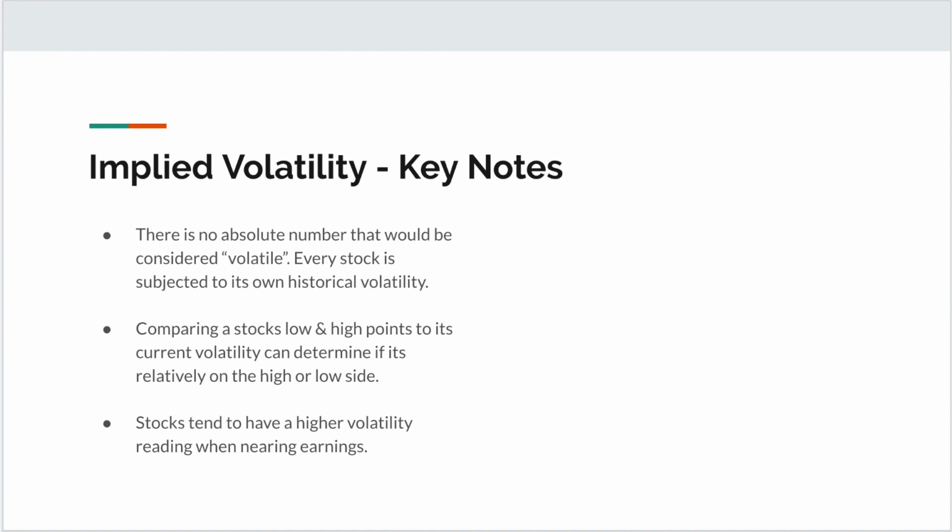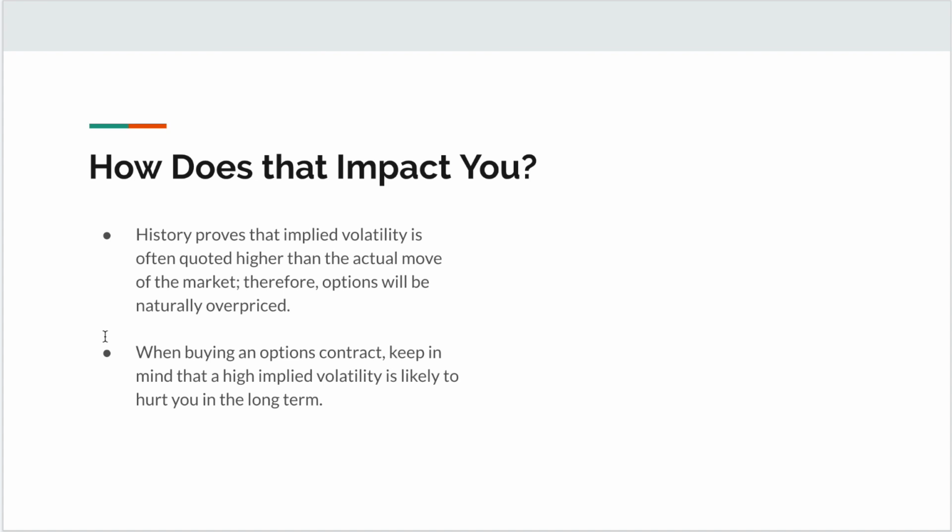So let's talk about how it impacts you. How does volatility impact you as an option buyer? We talked about that briefly when we were on the website, but I want to discuss it some more. History proves that implied volatility is often quoted higher than the actual market. Therefore, options will be naturally overpriced. So if options are naturally overpriced for you as a buyer, you can automatically assume that if you hold those options, implied volatility is also working against you with time.